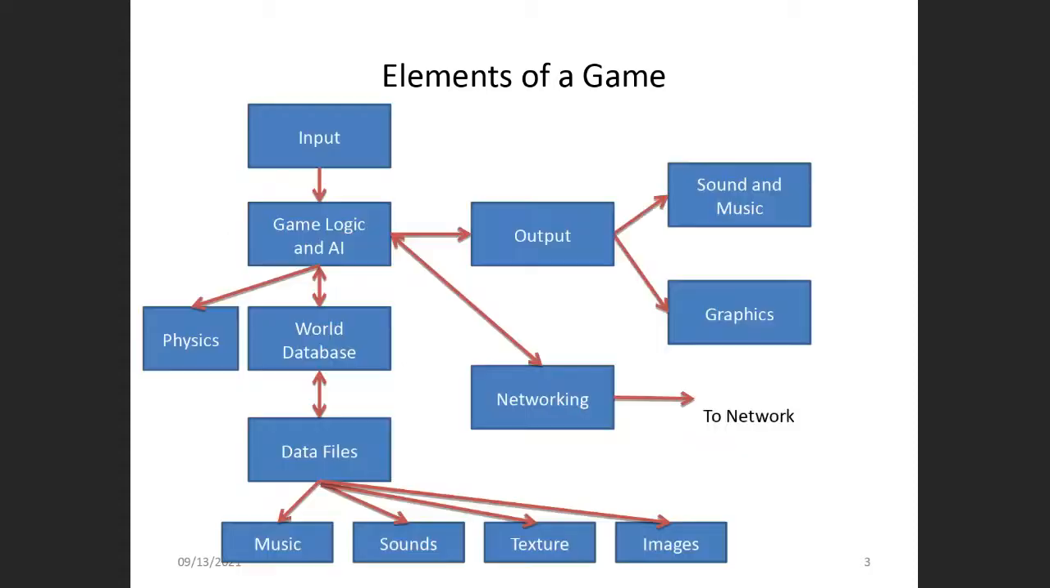The relationship between these elements can be shown like this. We start with some input, which is the input to the game. The input goes to the game logic and AI part, and then there is some output. Output can be sound and music, and output can be graphics. The game logic and AI also contains the networking, which goes to the network, to other people or other computers, or the server.